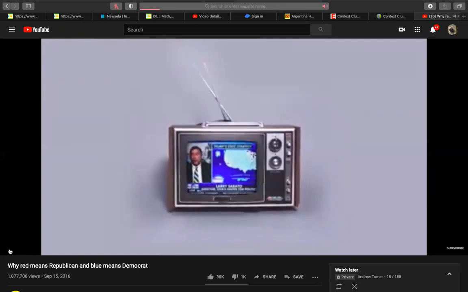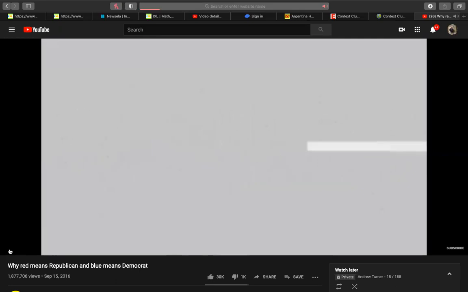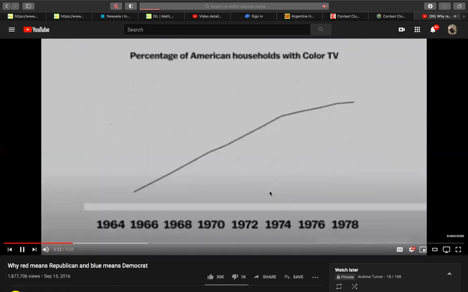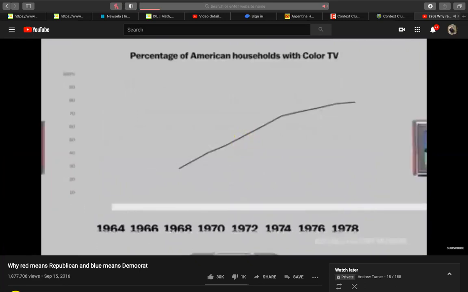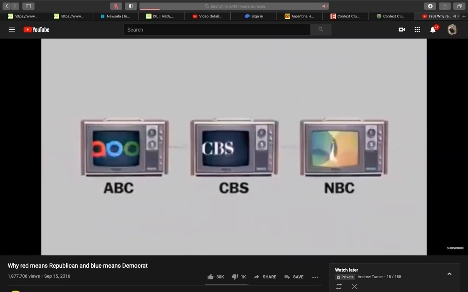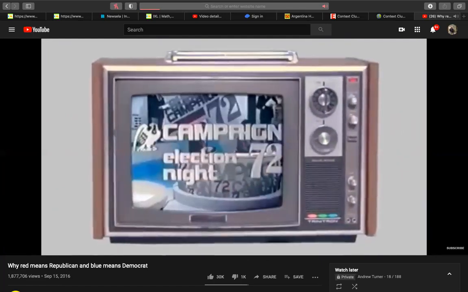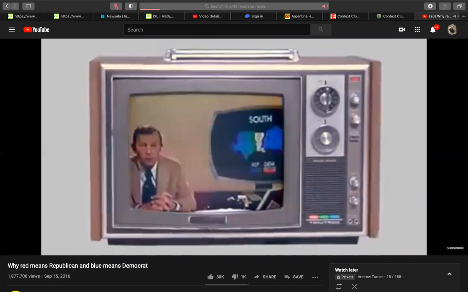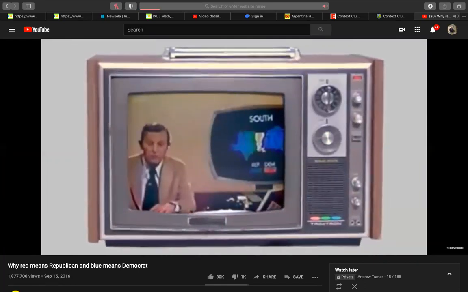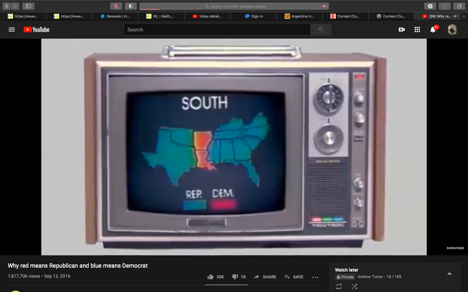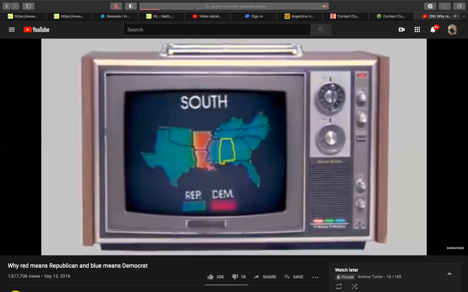To understand where this red state, blue state business comes from, let's go back to the very first time a television network used color maps to report election results. That happened in 1972, which also was the first year that a majority of American television households owned color TVs. Each of the big three networks broadcast their election coverage in color. But here's what CBS did to differentiate themselves from their competition. They created the first color election map in American television history. And just look at Alabama on CBS's map.